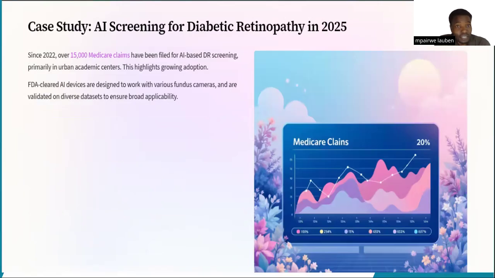Then we look at a case study of AI screening for diabetic retinopathy in 2025. Since 2022, thousands of medical care claims have been filed for AI-based DR screening, mainly in urban academic centers. This depicts high adoption of AI in medical diagnosis, and it is promising for broader applicability in medical diagnosis.